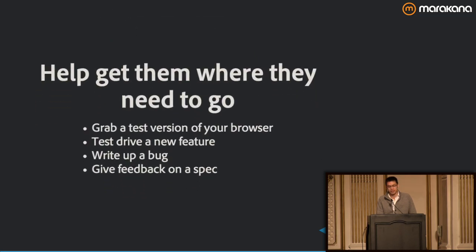And so I'd encourage you to help get them where they need to go. You can always grab a test version of your favorite browser. You can test out a new feature, including using polyfills if it's not currently implemented in that browser. Writing up bugs for implementation is a great way of finding out what people are interested in. And then you can always give feedback on specs. All of the standards bodies on the web are really open to public review. So if you see a standard that you're interested in that maybe isn't going exactly where you think it should be going, or you would like to see it be slightly different, let the spec authors know.